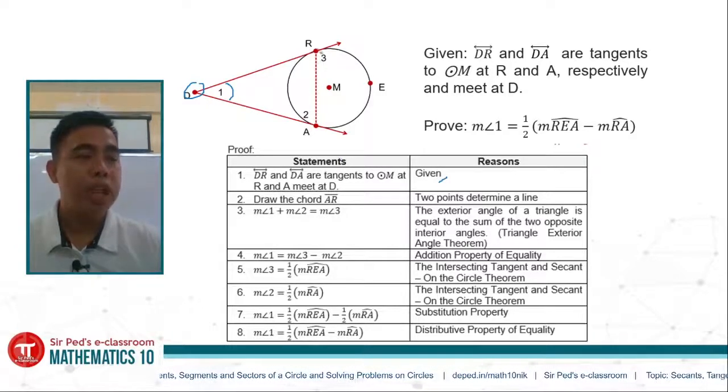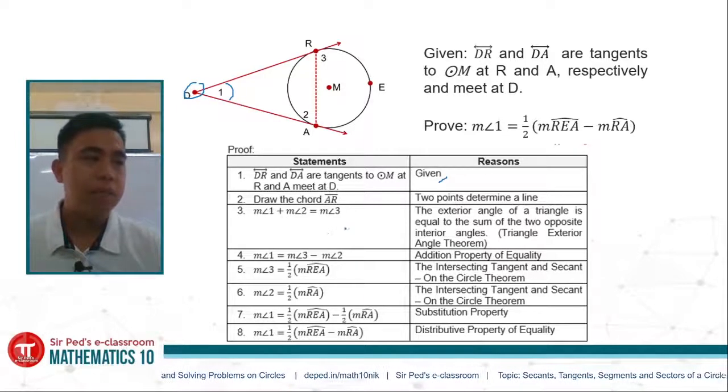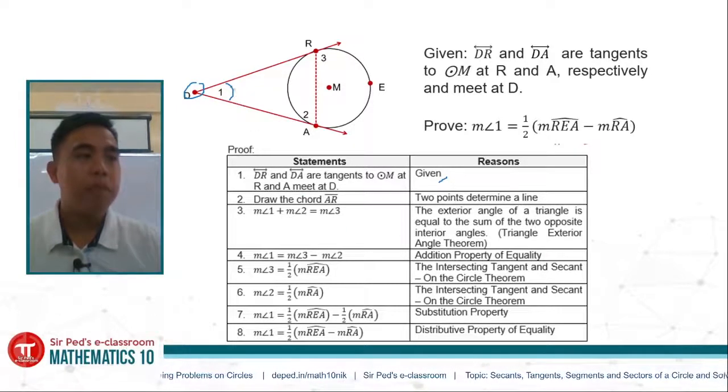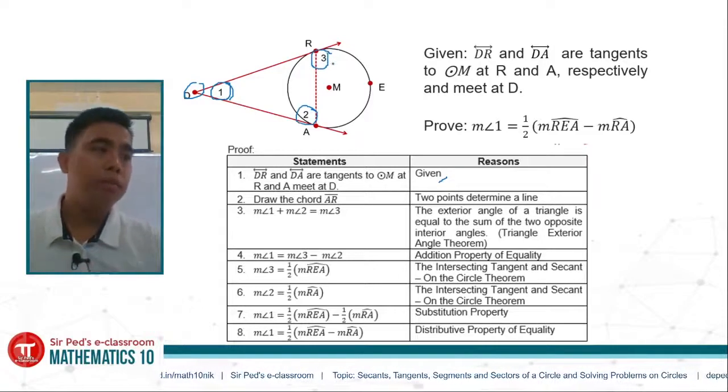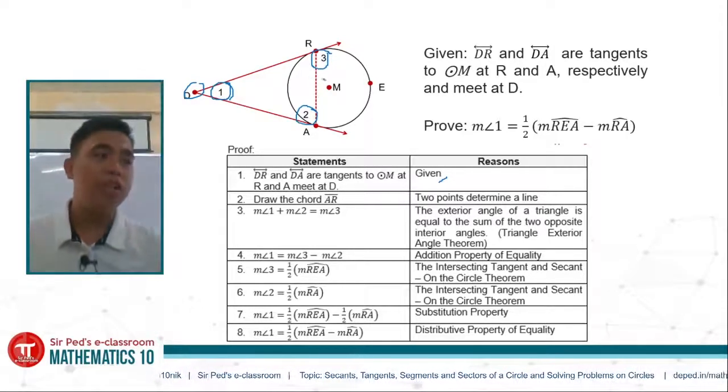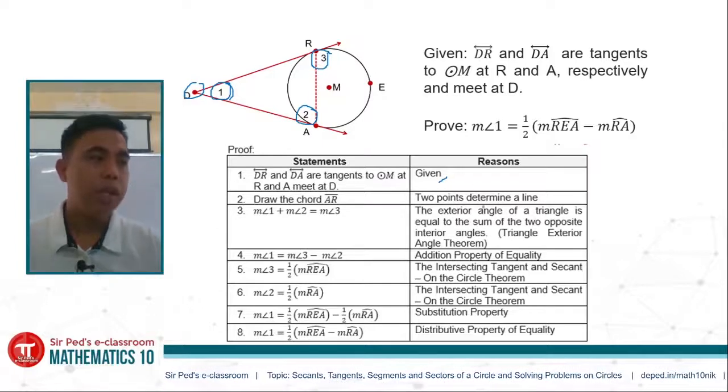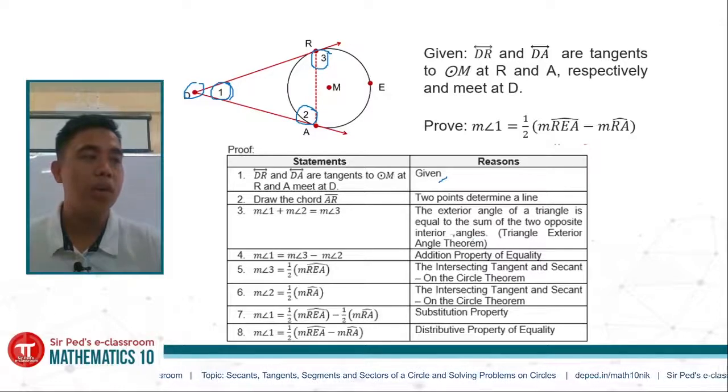Next, we connect point R and point A. So we connect that one, draw the chord RA. Two points determine a line, for the reason. Next, the sum of the interior angles, angle 1 and angle 2, is equal to the exterior angle of the triangle. The exterior angle of a triangle is equal to the sum of the two opposite interior angles. So angle 1 plus angle 2 is equal to angle 3.